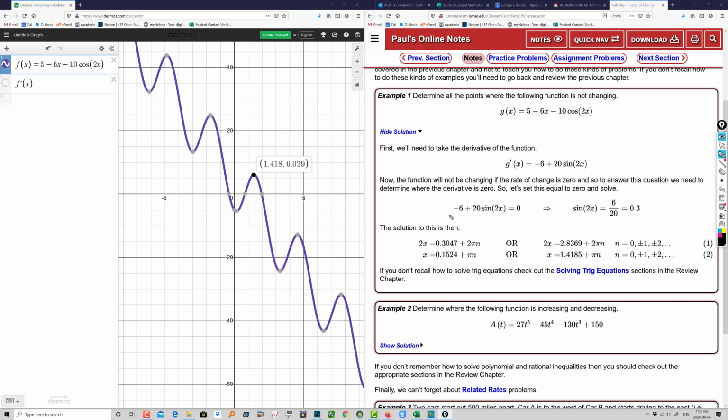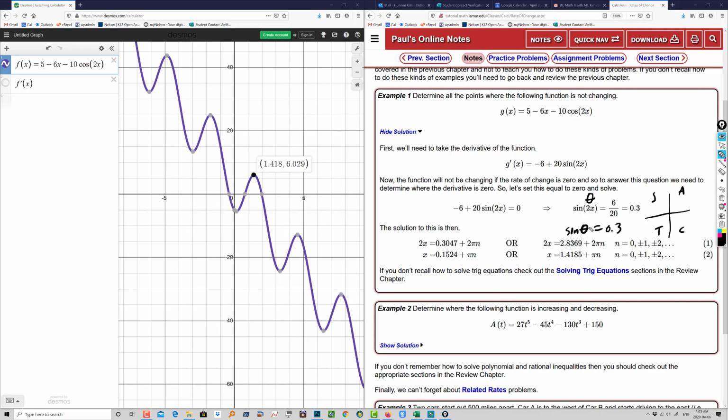Okay, so we're definitely setting this derivative function to 0 to get these maximums and minimums. What's happening here is we're going to simply throw the negative 6 over and divide by the coefficient 20. 6 divided by 20 is 0.3, and we have sine of some angle equals 0.3. So if, for example, we let theta equal 2x, and sine theta equals 0.3, how do you figure out what theta is? You could use the quadrant system here.